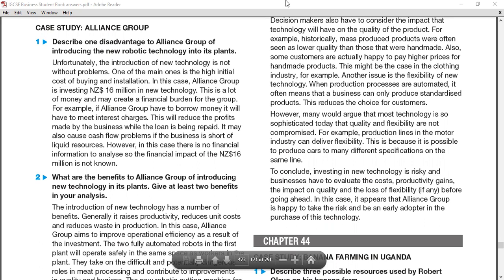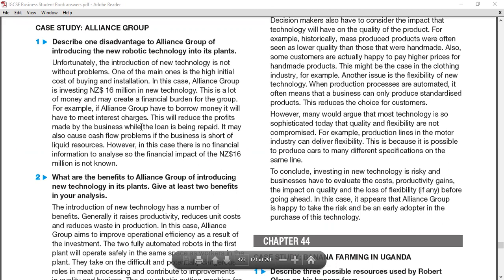So unfortunately, the introduction of new technology is not without problems, right? One of the main ones is a high initial cost. They talk about the initial cost of buying. They have enough application. Why? They say they are investing 16 million New Zealand dollars in new technology. It's a huge amount, and this is a lot of money and may create a financial burden for the group.